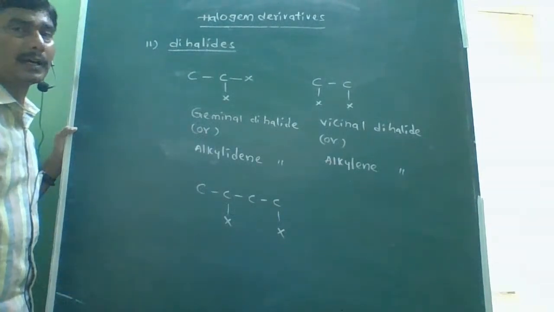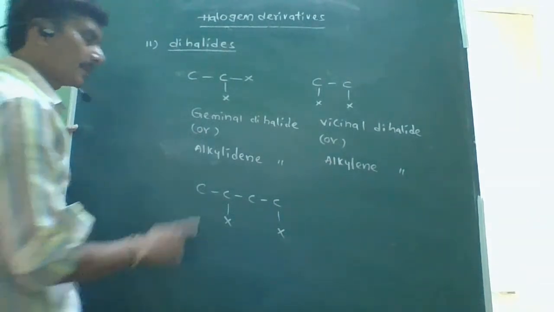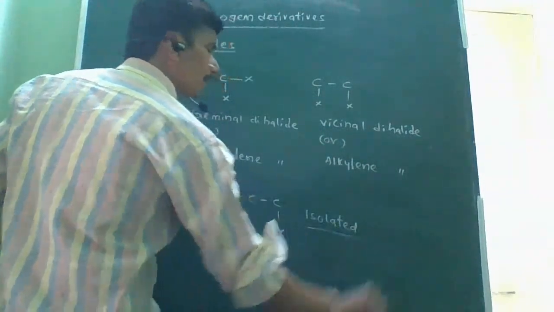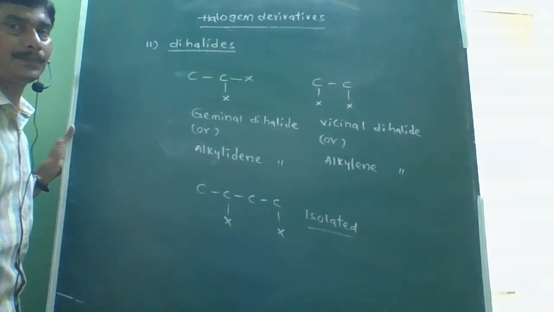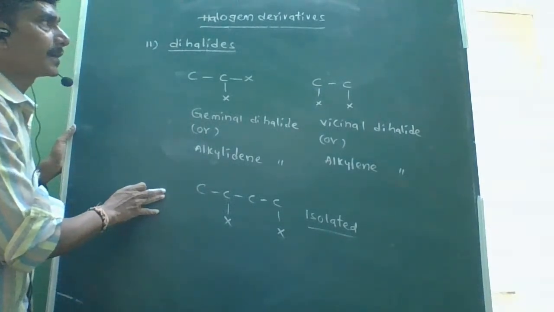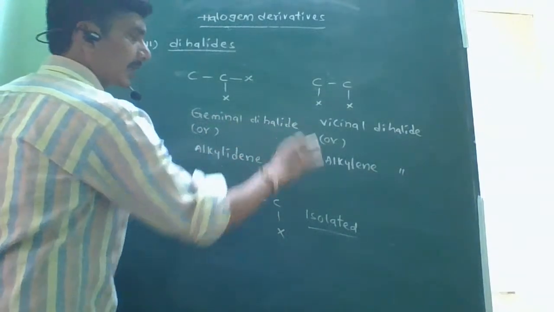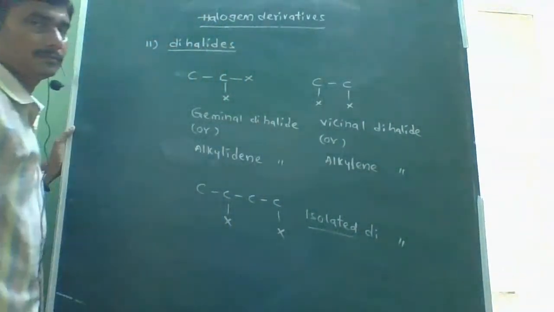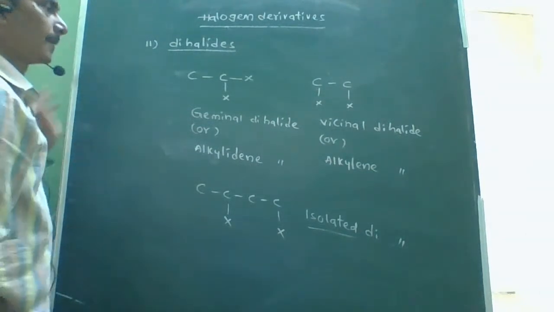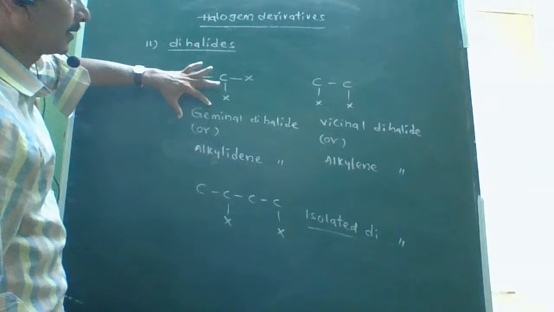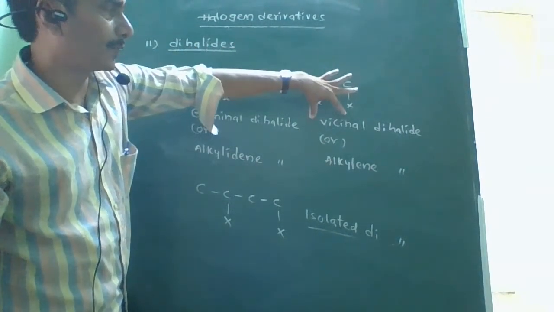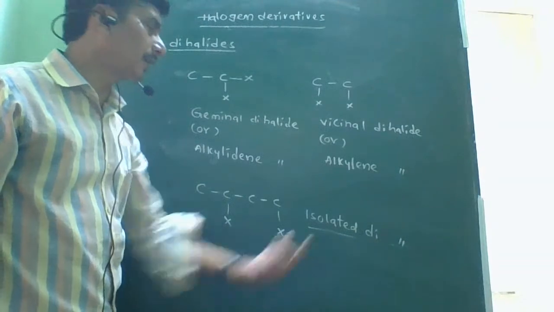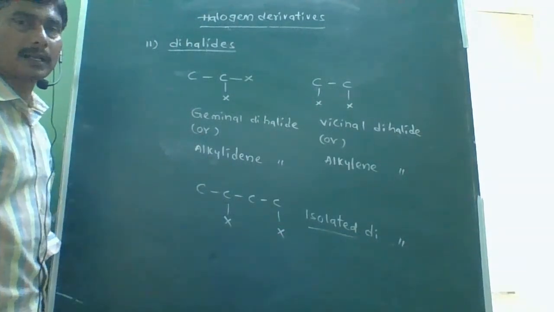There is also one more type of dihalide, known as isolated dihalides. So there are three types of dihalides: geminal, vicinal, and isolated dihalides. Two halogens on the same carbon is geminal. If on adjacent carbon atoms, vicinal. If they are not on the same carbon and not adjacent, then such types are known as the isolated dihalides.